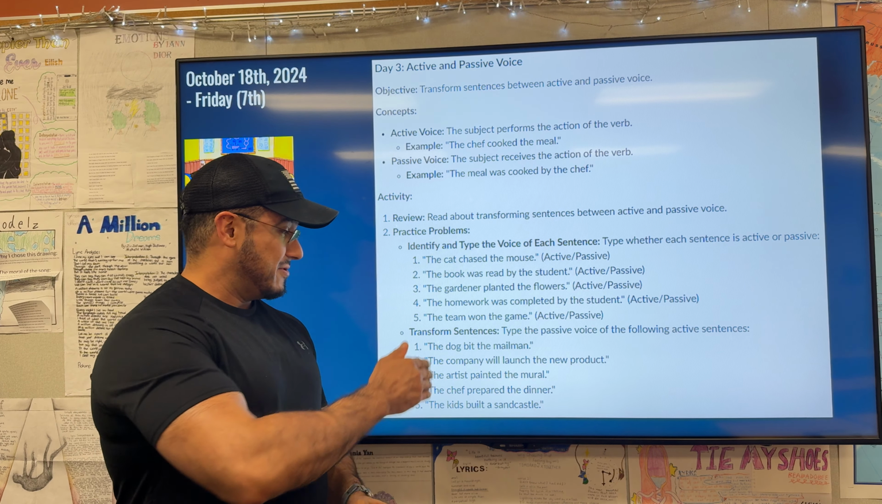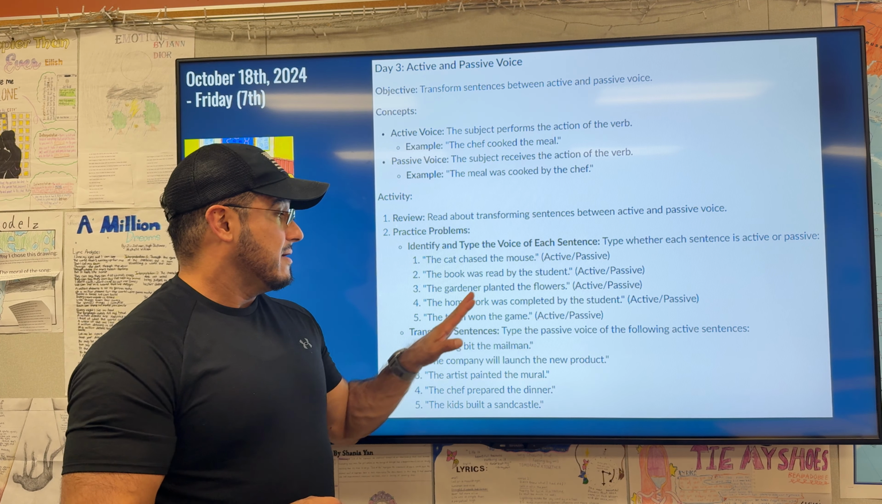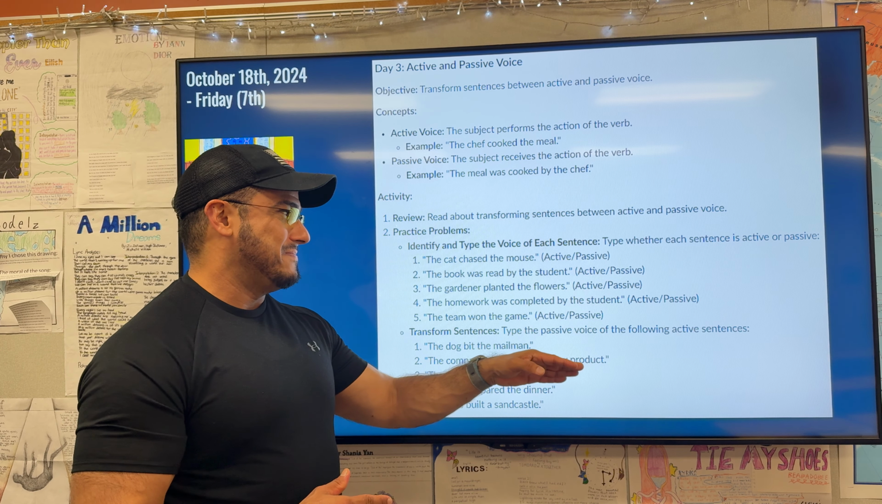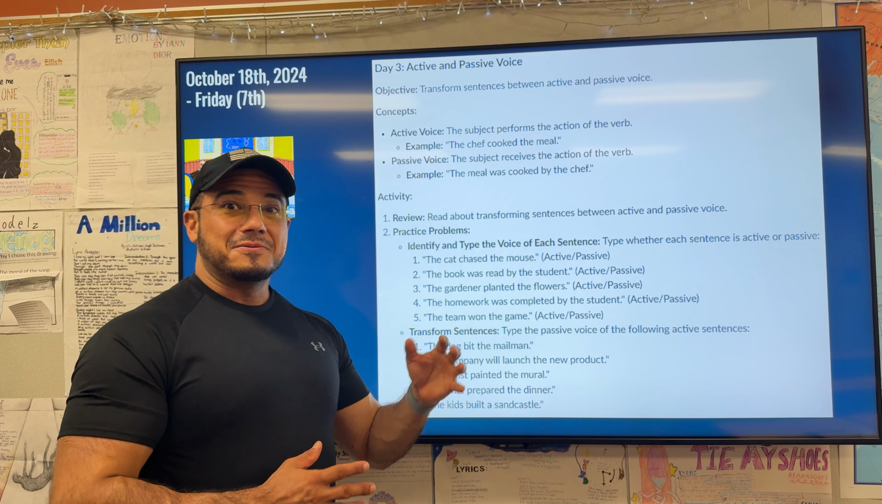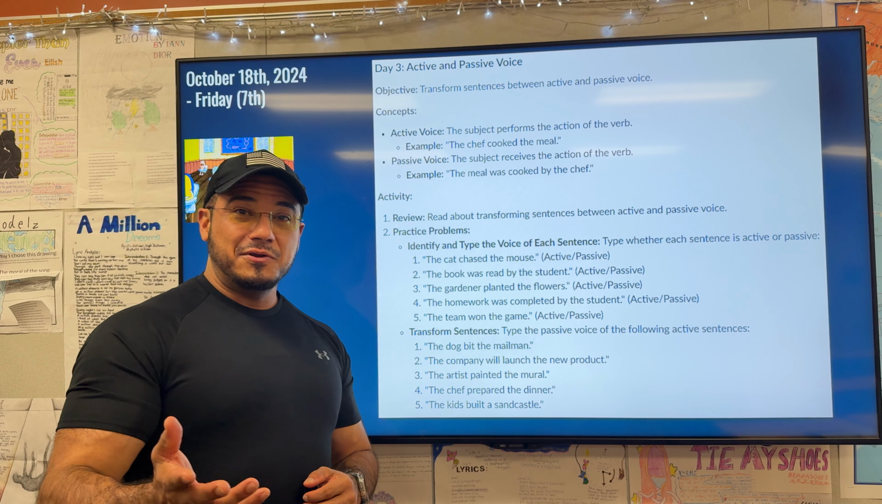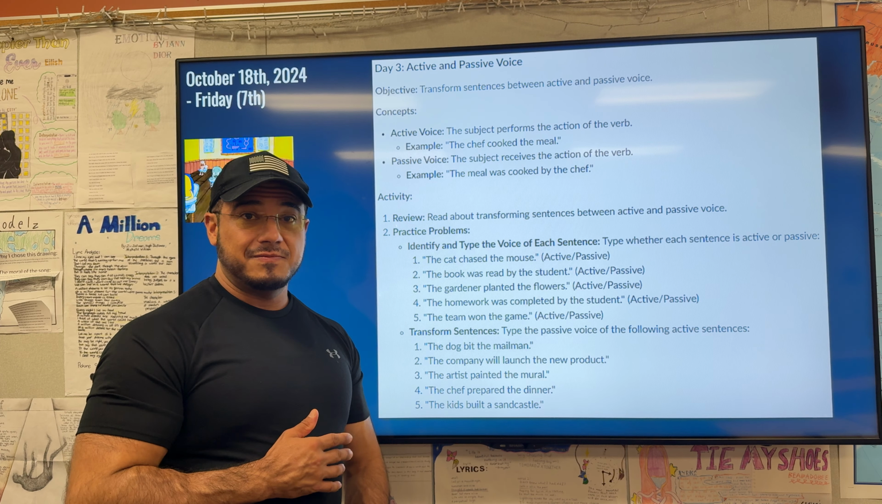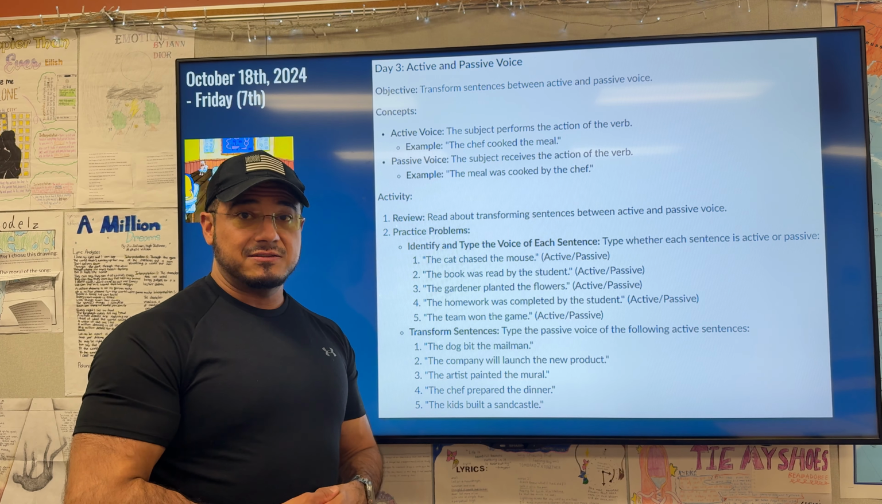For you at home, the 5 sentences written below are currently written in an active voice. Excuse me. Whoops. They're written in an active form. I had to read my own directions, excuse me. And what I'd like for you to do is practice converting each of these 5 sentences into its passive voice form.